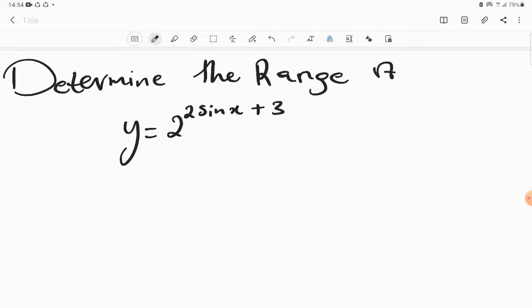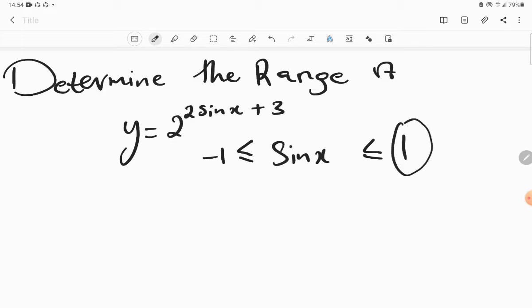The idea is to know the range of trig functions. For example, we can consider the trig function sine x. The range is -1 to +1. That is the range of this trig ratio. So that means the maximum value of this ratio is 1 and the minimum value is -1.